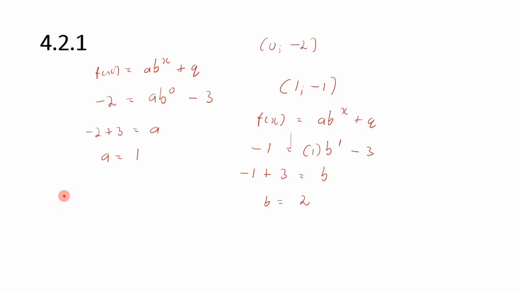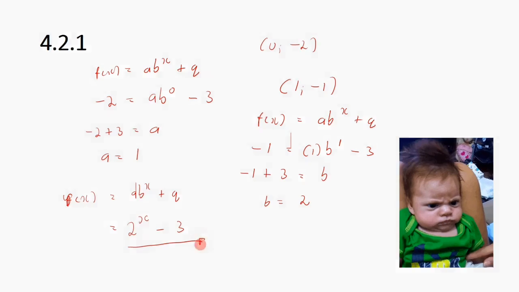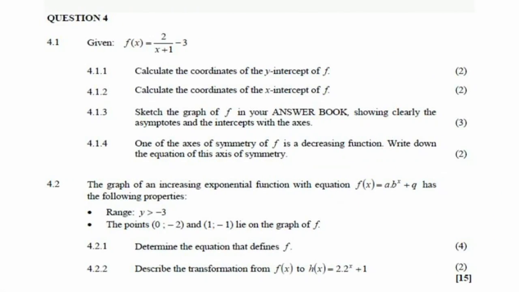If we now have to write it in terms of the equation, this is f(x) = a·b^x + q. So our a is 1 and our b is 2. So we have 2 to the exponent of x, minus 3. This now becomes our equation. Okay, so now we have 4.2.2. It says describe the transformation from f(x) to h(x), which is now equal to 2 times 2 to the exponent of x plus 1.